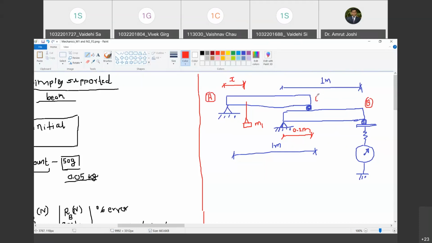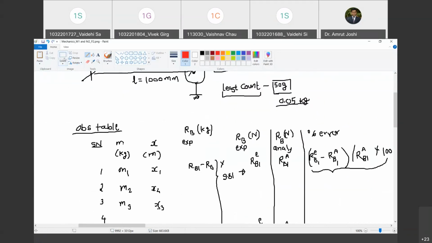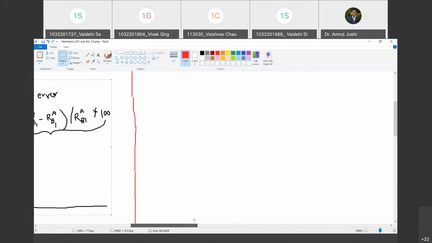Let me call this as D, and let me call this point as C. Happy? Yes, sir. Okay. And what is that we are going to follow? We are going to follow exactly the same observation table here. Same observation table. Are you with me? Yes, sir. So same observation table will be repeated here.